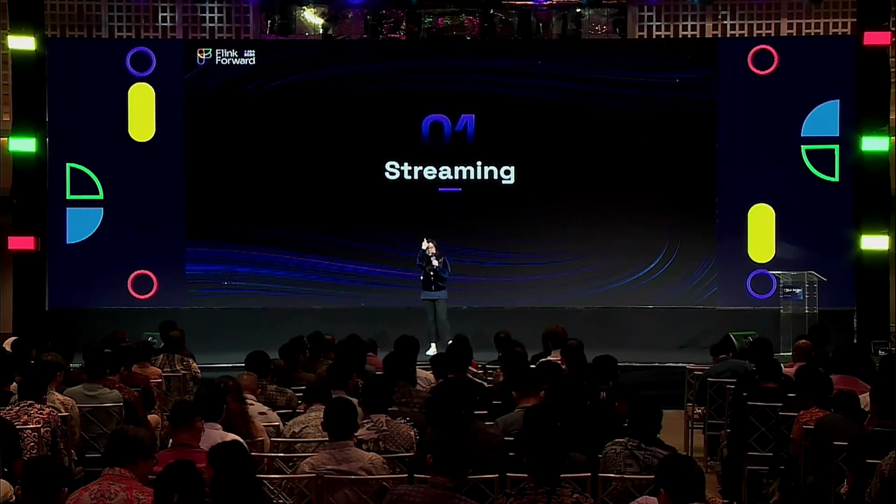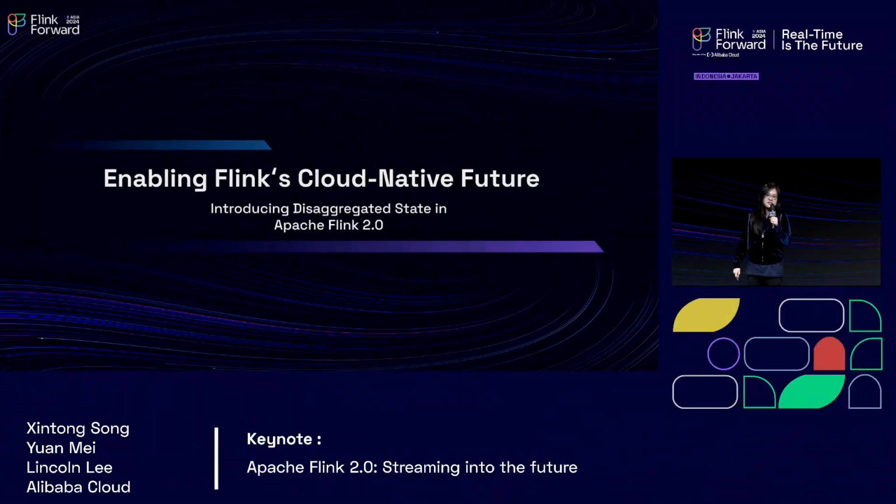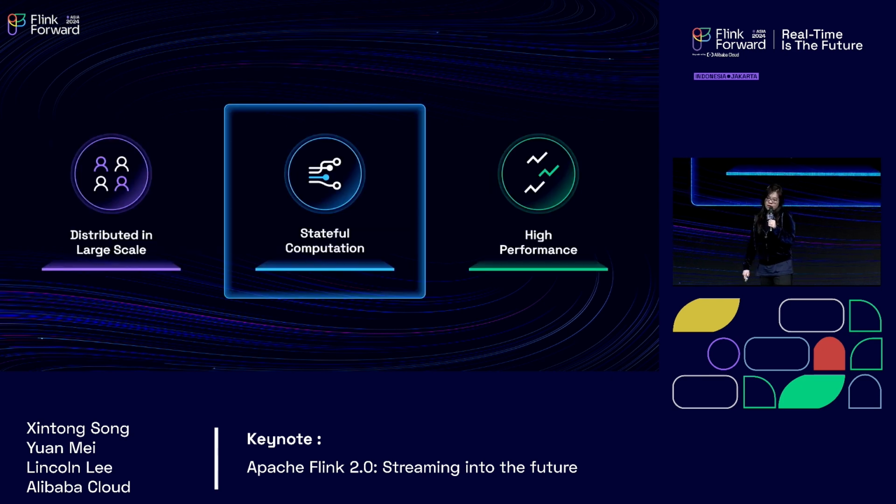So, hello everyone. My name is Yuan, and I'm from Alibaba. I'm the Director of Engineering at Alibaba Cloud, and I'm also a PMC member of Flink. Today I'm going to share some of the very exciting work that we've done in Apache Flink 2.0, which is the disaggregated state management. Disaggregated state management enables Flink's cloud-native future. Let's start and see how it works.